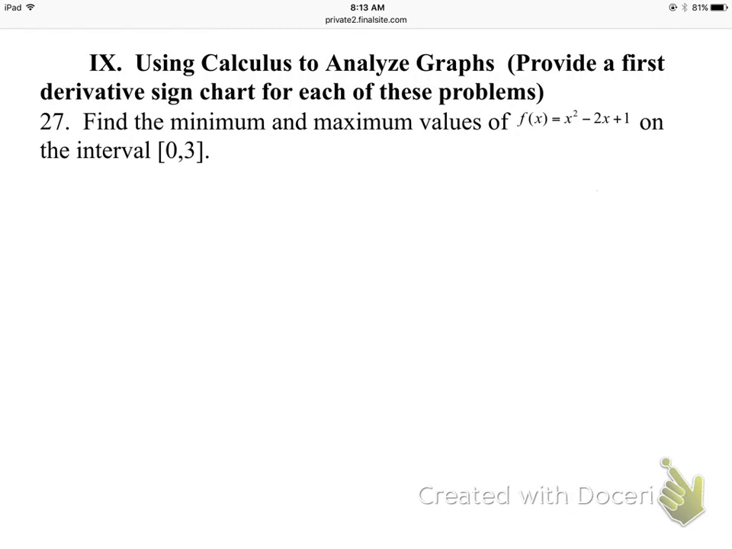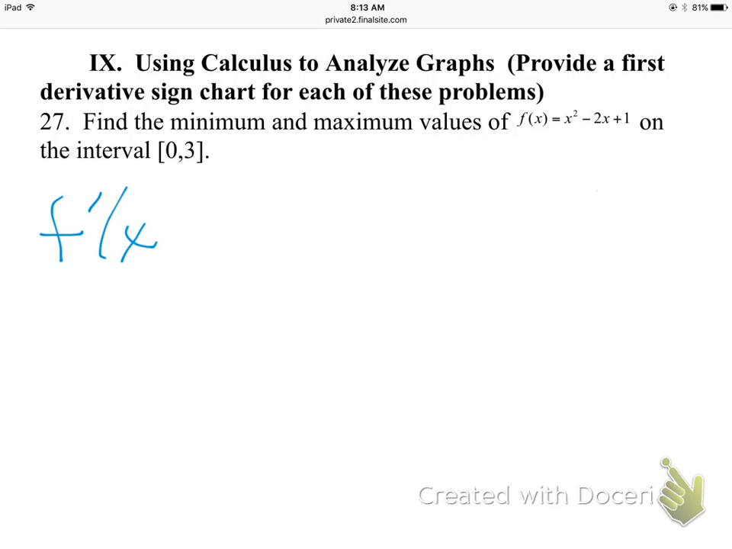Okay, using calculus to analyze graphs. So you're not really using a calculator at this point, you're just using your calculus. So when they say find the minimum and maximum values of this function on the interval, you're going to use the sign chart. So let's set up the sign chart first. I set it up by finding the critical values.